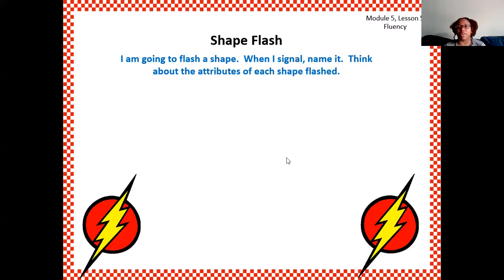Okay, so remember for Shape Flash, on my screen, you will see a shape and it'll only be there for a few seconds. And then you'll have to use the attributes to help you identify what shape it is, such as the faces, sides, and vertices. Let's get started. Here's our first shape.